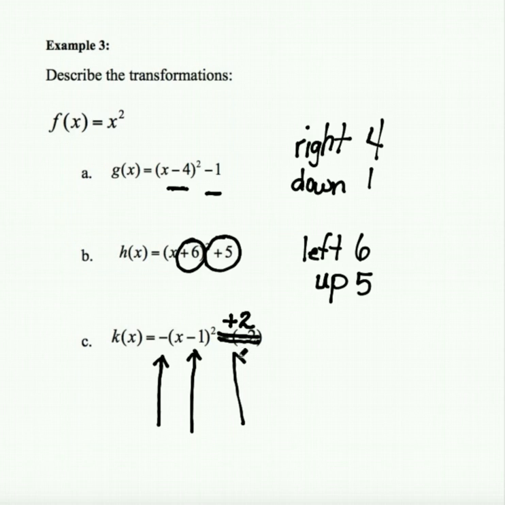So we have 3 transformations going on. First one, this negative on the outside is going to be a reflection, and it's going to be a reflection across the x-axis.